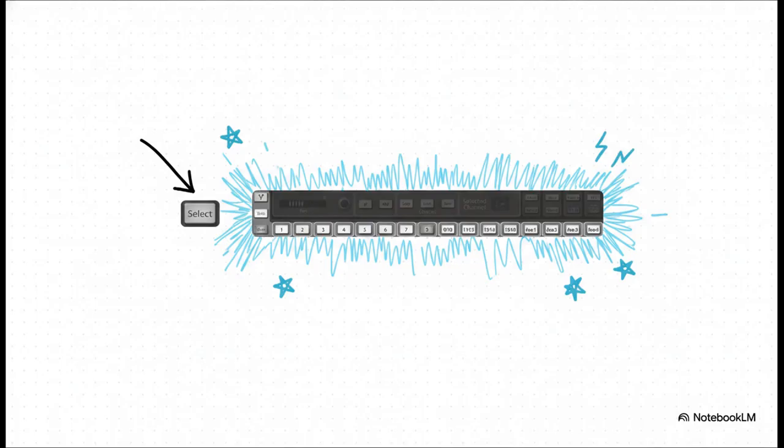See, you hit the select button on your channel strip, and bam, that channel's number instantly lights up in the display. It's immediate, clear feedback, so you're never left guessing what you're actually adjusting.